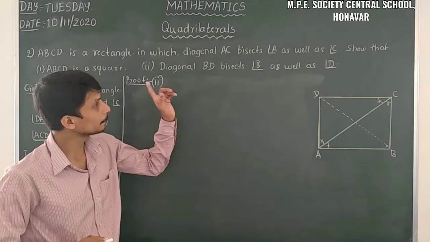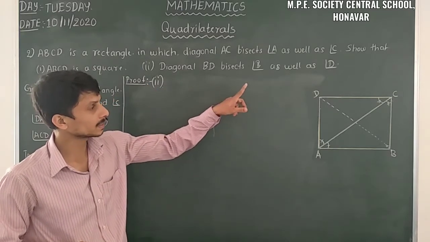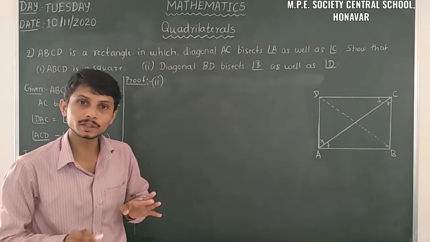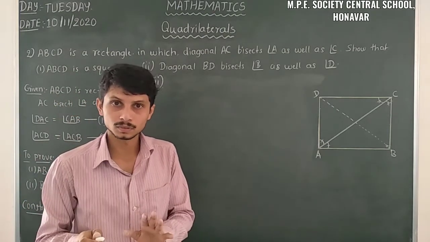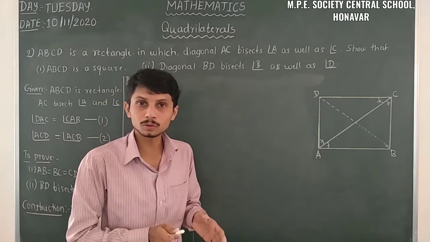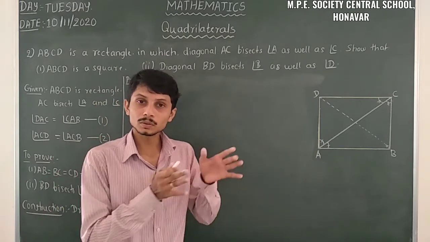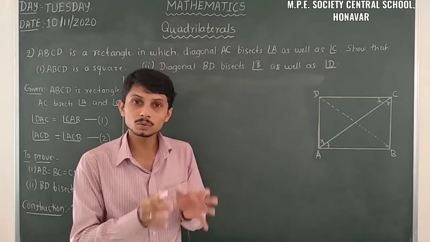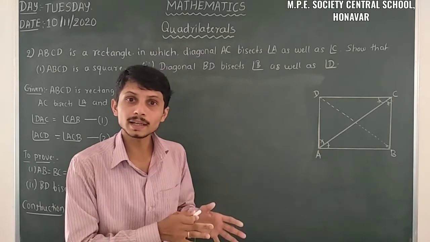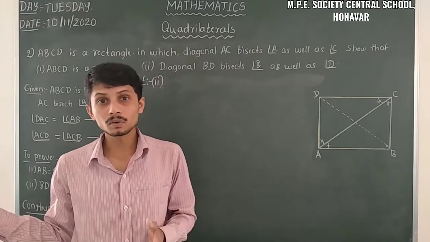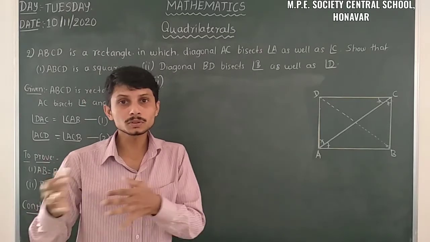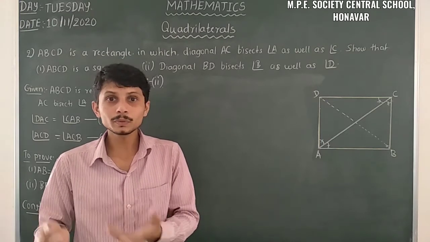Diagonal BD bisects angle B as well as angle D. Here we already know that ABCD is a square, so all the sides are equal. Here also we have to use the same idea. In the first part we used sides opposite to equal angles. Here all the sides are equal, so we can use angles opposite to equal sides.